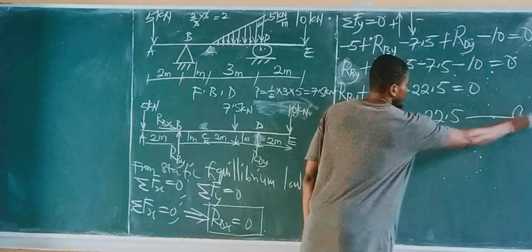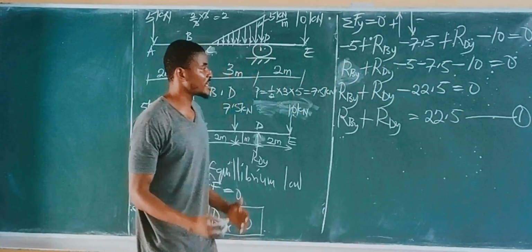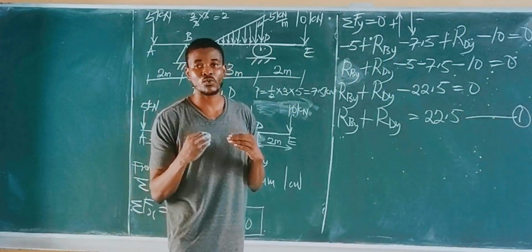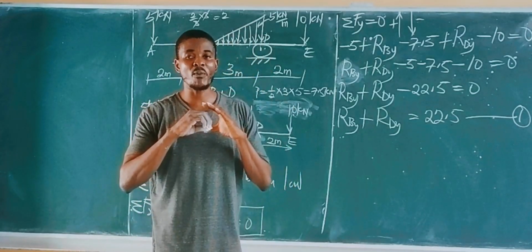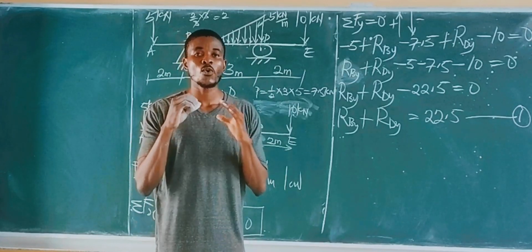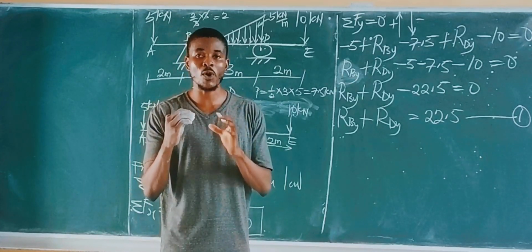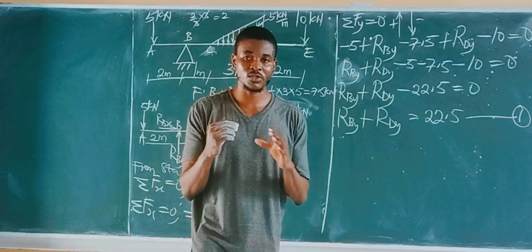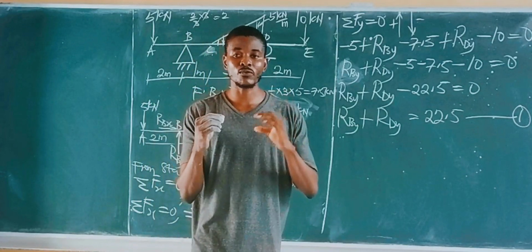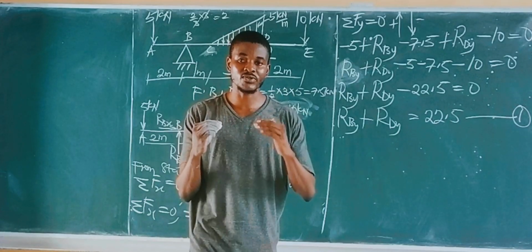So we call this equation 1. At this stage, since you have two unknowns in one equation, the next thing to do is to simply take moment about the point where you have numerous forces. So always take note of that. You take moment about the point where you have numerous forces so that the effect of the moment of those forces becomes nullified, that becomes 0.